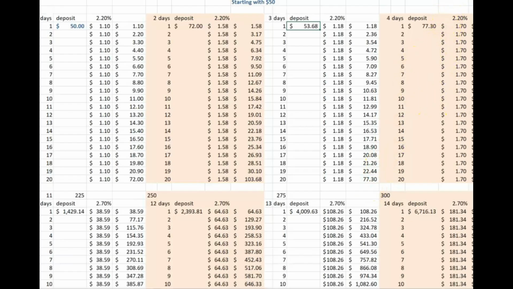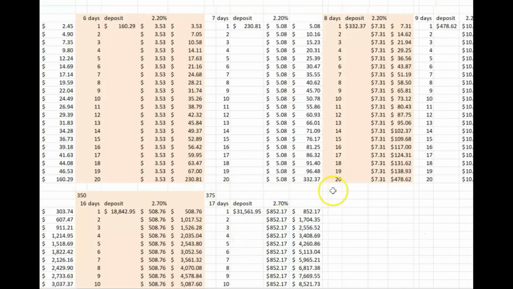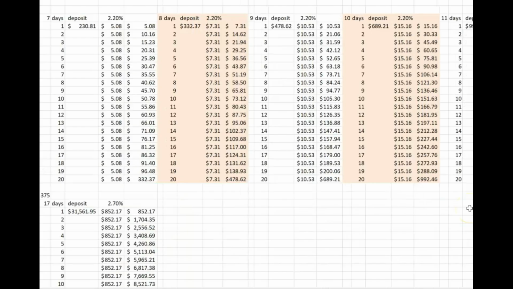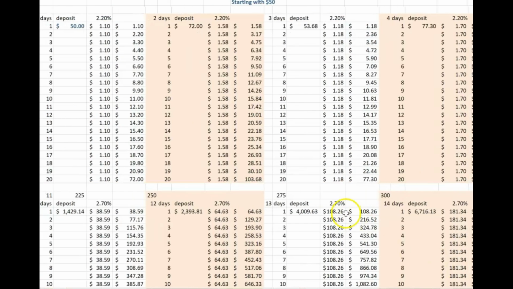$77.30, and that in turn turns into $111, and then $160, $230, $332, $478, and it's gradually building up, and it goes to $689, $992, and then after 11 sessions, 11 times 20, 220 days, you actually have $1,429.